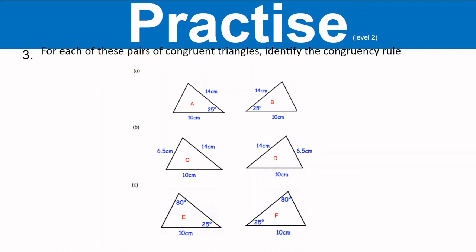For each of these pairs of congruent triangles, identify the congruency rule. Now I know they're congruent. I'm telling you they're congruent. Don't tell me that they are congruent. Tell me what rule proves that they are congruent. Go ahead and hit pause now so you can have a think about that, and hit play when you're ready to take up the answers with me.